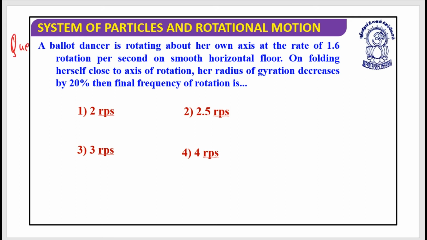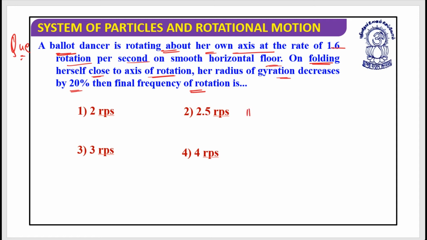It says that a ballet dancer is rotating about her own axis at the rate of 1.6 rotations per second on a smooth horizontal floor. On folding herself close to the axis of rotation, her radius of gyration decreases by 20 percent. Then find out the final frequency of rotation.